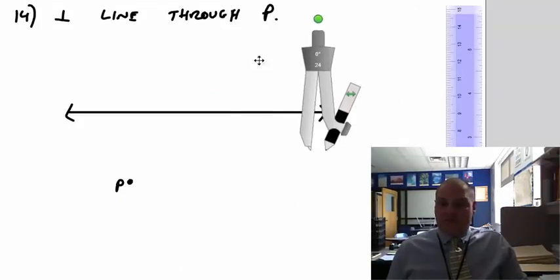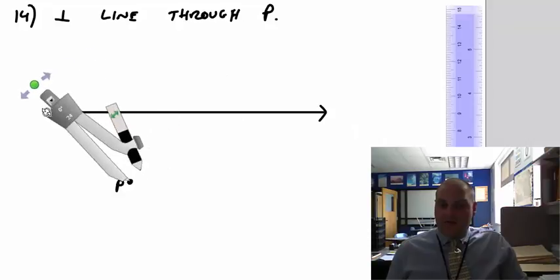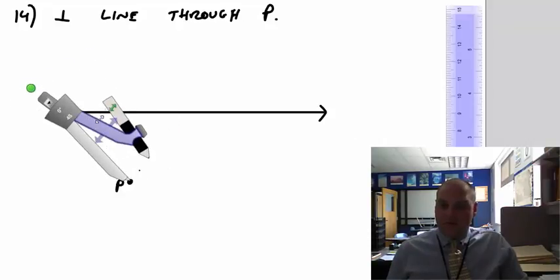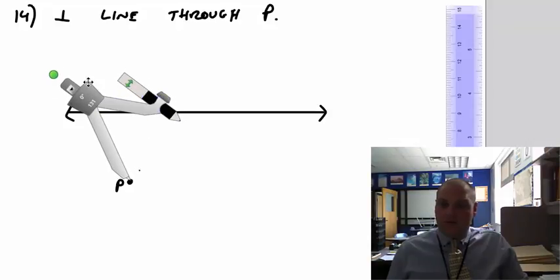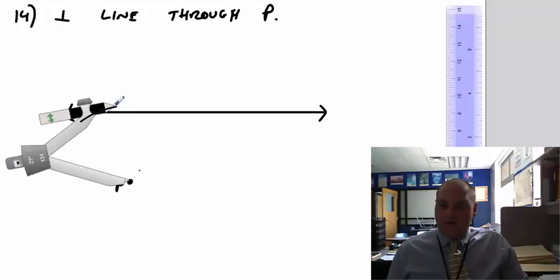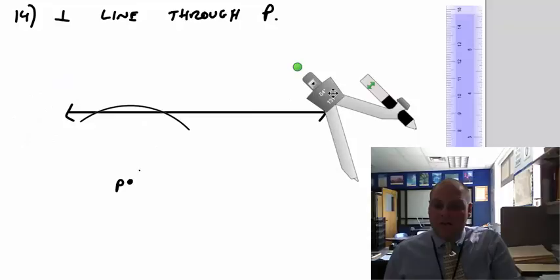Same thing now, except this time you got to hit the line twice. We're going to go to point P, and we're going to open up our compass. We got to make sure we hit the line twice. Okay, so there we go. I hit the line twice. I have one point right here, and I have one point right here. We'll call that A, and we'll call that B.